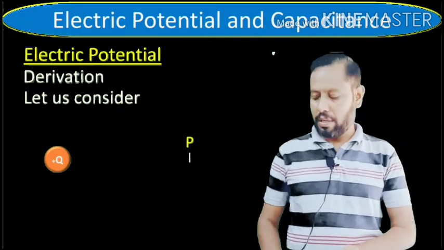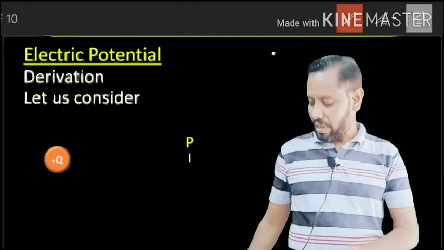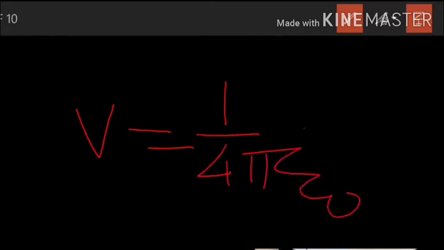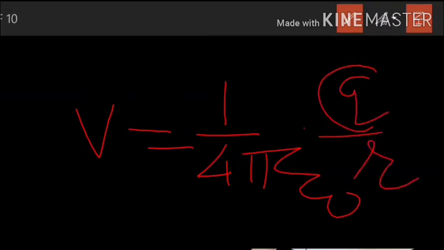Already we have discussed earlier that the electric potential is given by V equals 1 upon 4 pi epsilon 0 into Q upon R, where Q is the charge whose potential we want to find at point P, and R is the distance at which we want to find the potential of that charge. That formula we have already taken earlier. Now we have to take the proof for this.